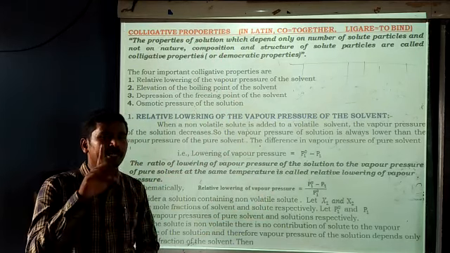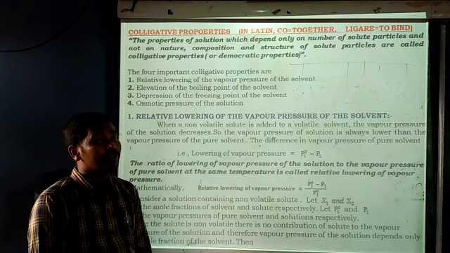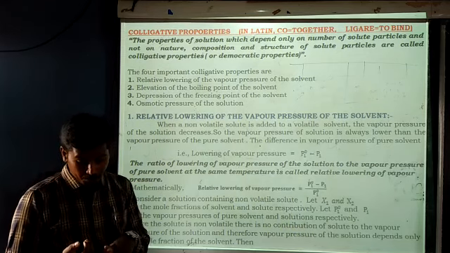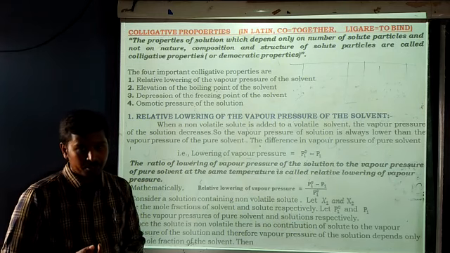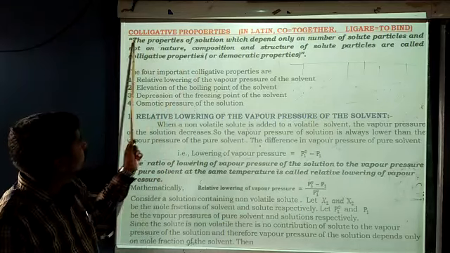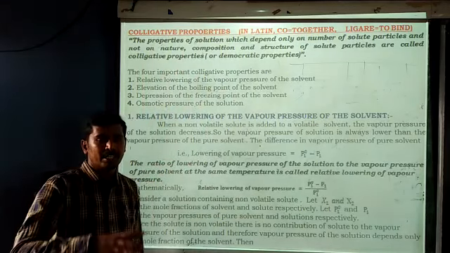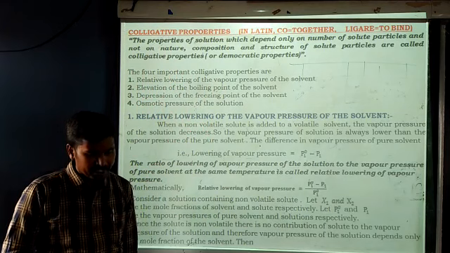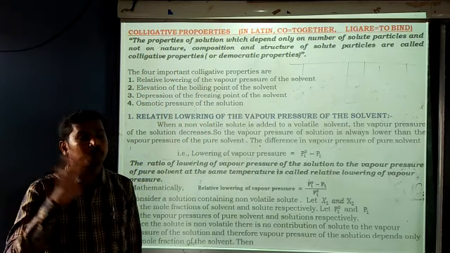My dears, once again I will define colligative property. A colligative property is a property of solutions which depends only on the number of solute particles, but not on the nature, composition, shape, or structure of the solute particles. Those properties are called colligative properties. In your syllabus, there are 4 main colligative properties.